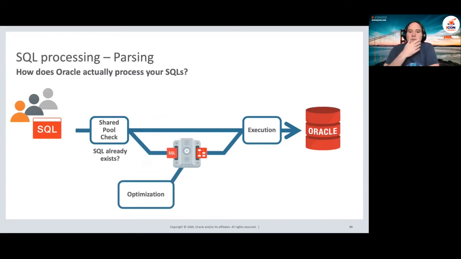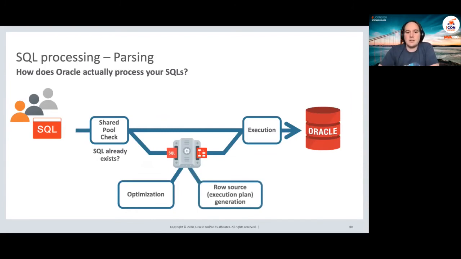So it's a brand new statement. We have to figure out, okay, how do we access the data? Do we do a full table scan? Do we do an index scan? What indexes are on there? What ways are on there to prune the data and so forth? And then we generate this execution plan, right?